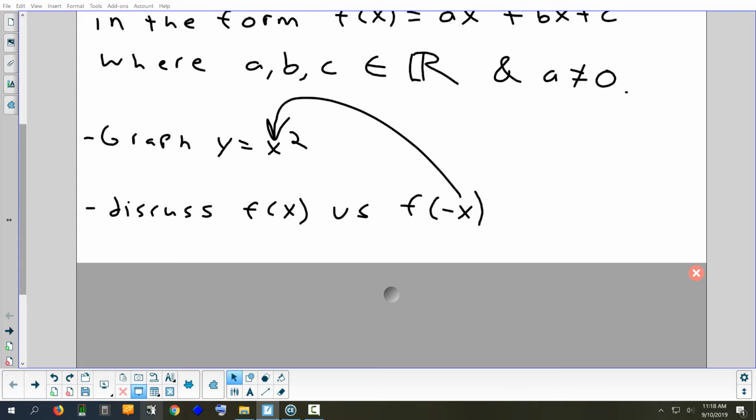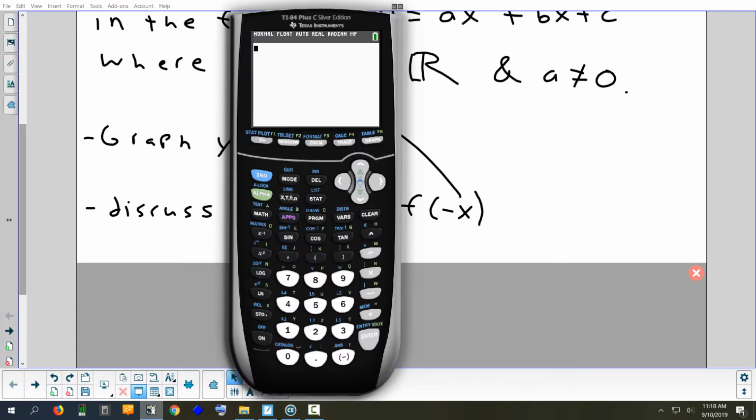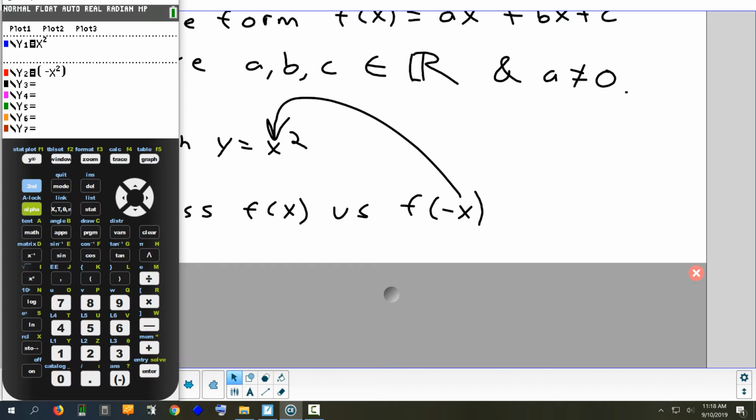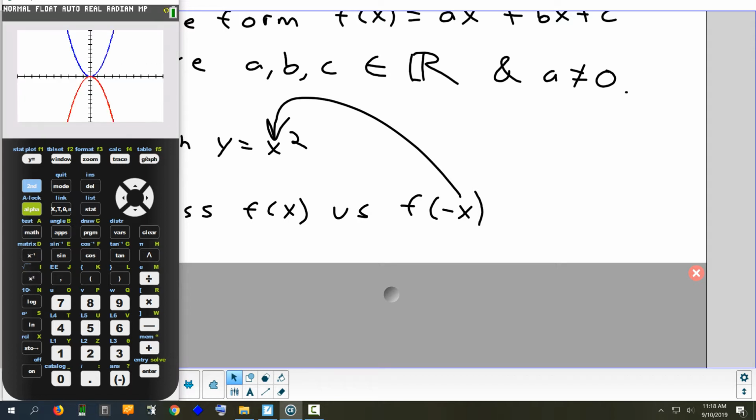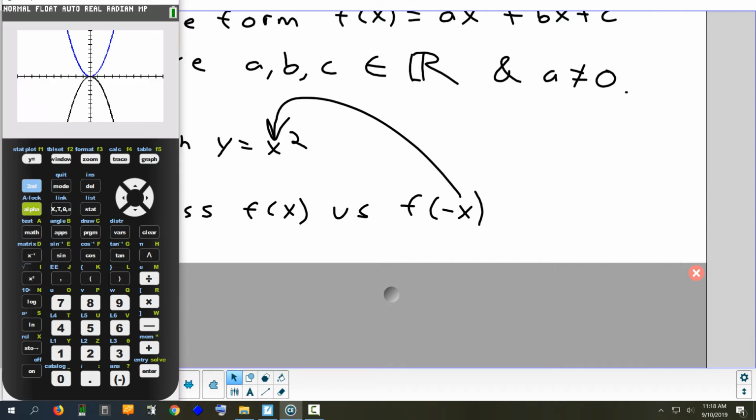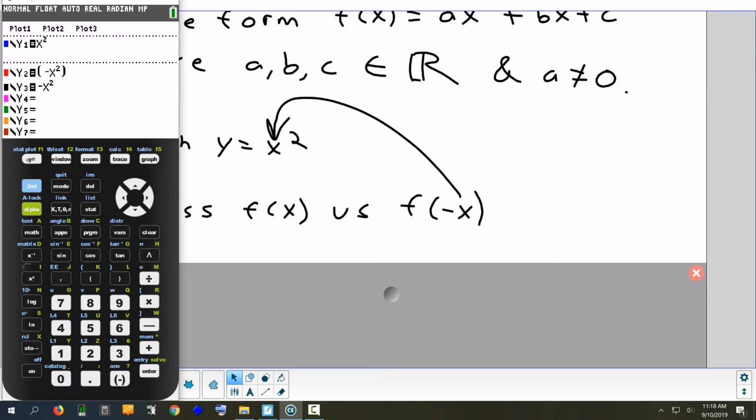Now, if we do that a little differently, I'm just trying to show you what a negative does. Let's take and go like this. Negative x squared. The red one and the black one came out exactly the same. There was no difference. All right, so that was the same.